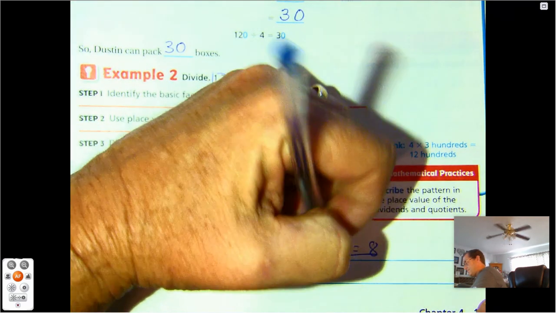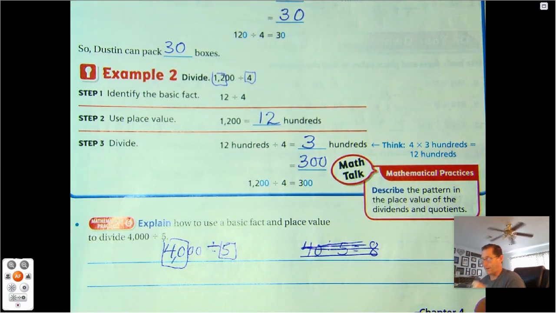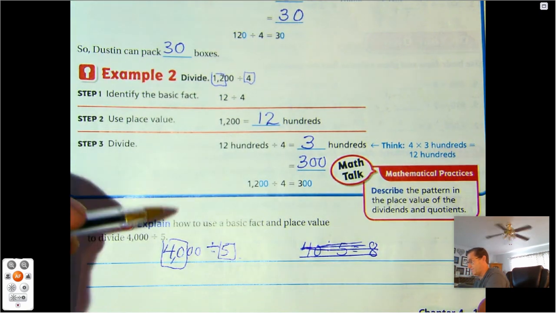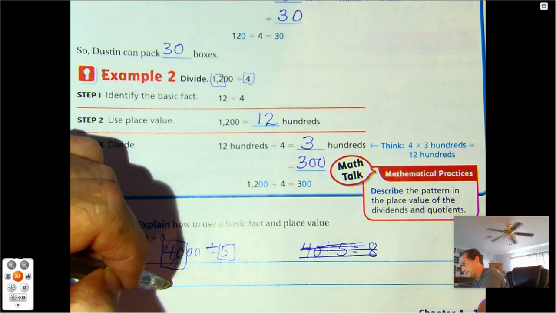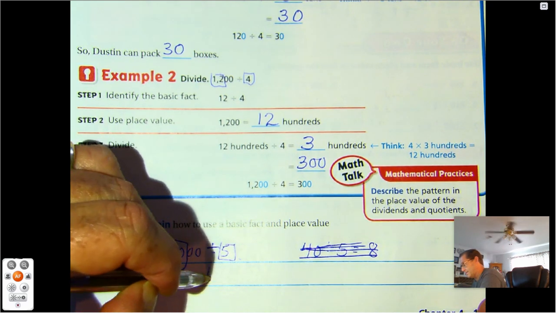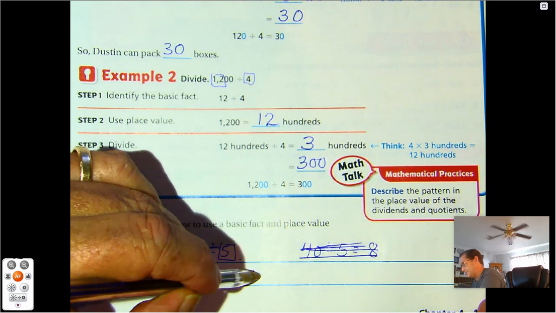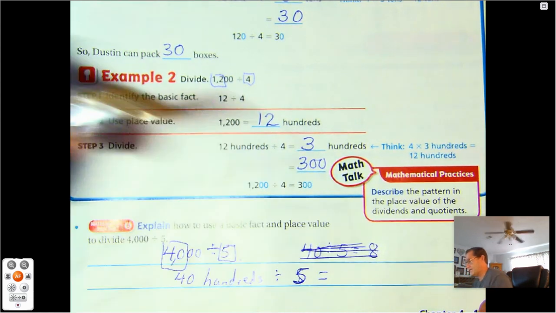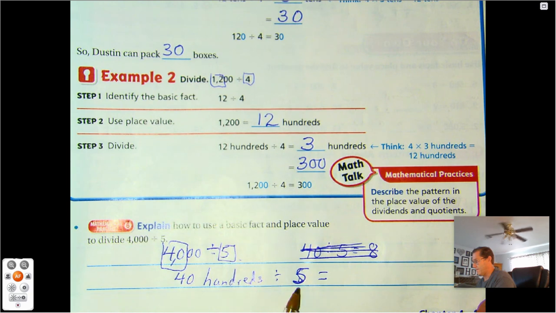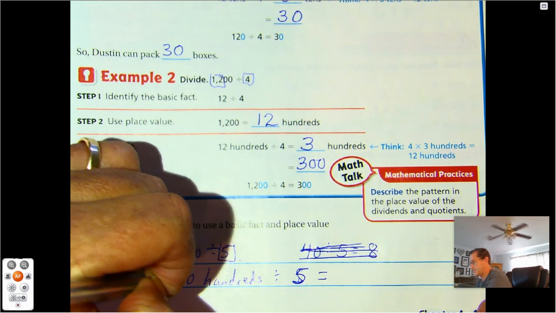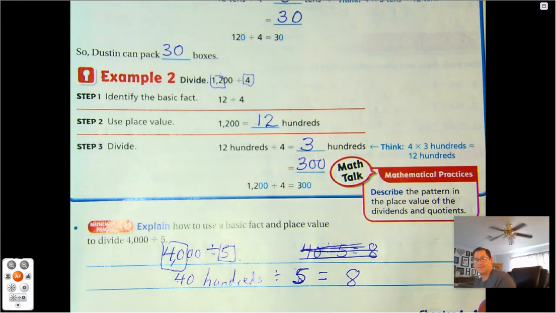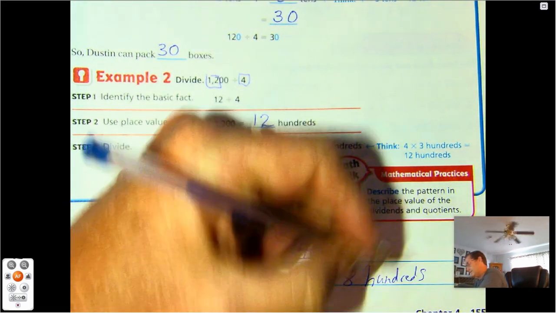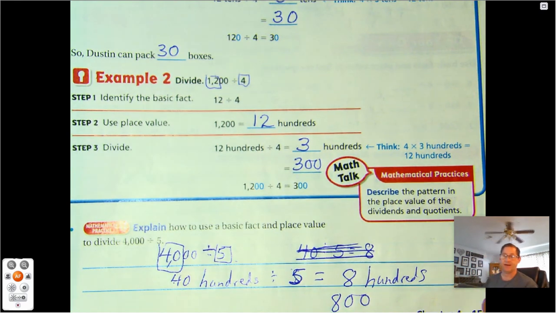Let me back up. Sorry. All right, so we know our basic math fact is 40 divided by 5. We're going to rewrite the 4,000 as 40 hundreds divided by 5. So 40 hundreds divided by 5. How many hundreds is that? 8 times what is 40? 8. So 8 hundreds, which is the same as saying 800.